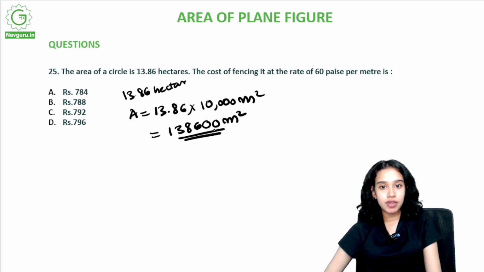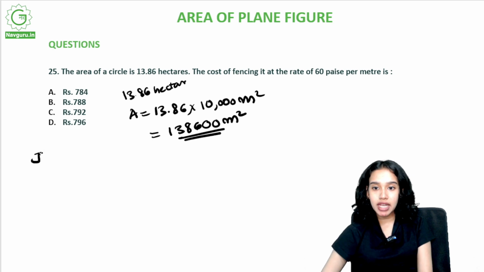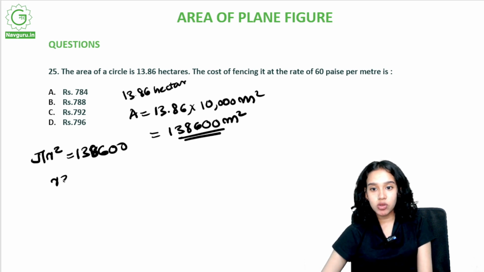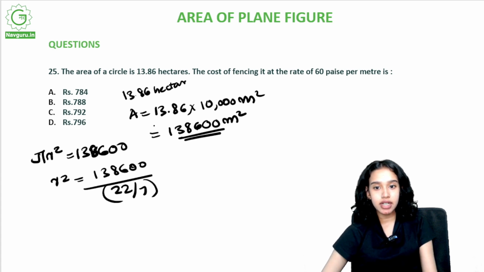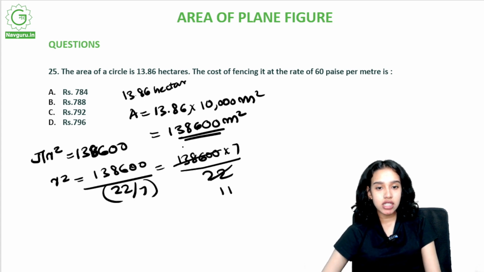This is the area, right? Now area is equal to pi r square, right? So this is 138600. So what is r square? R square is equal to 138600 divided by 22 by 7, right? This would be equal to 138600 into 7 by 22. Let's cut this out by 2. We have 11 and 6 2s are 12, 18, 9, 3 2s are 6 and 00. Now this is r square.